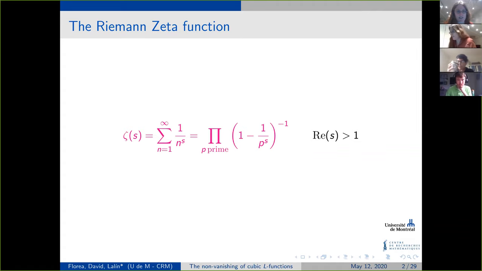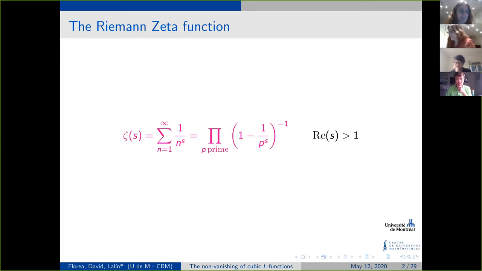So here we have the definition. I'm going straight to not the original definition, but the way Riemann thought about it, as a complex function. We write the zeta function as a sum from n equals 1 to infinity of 1 over n to the s, where s is a variable. If I write it like this, it makes sense to talk about the real part of s bigger than 1, so that's when this series converges.